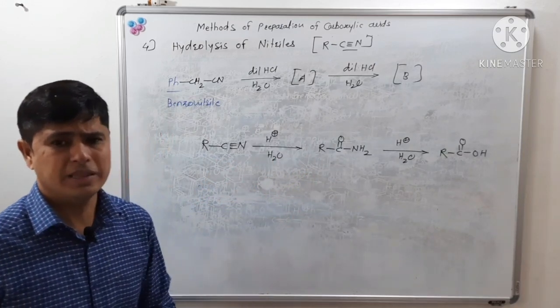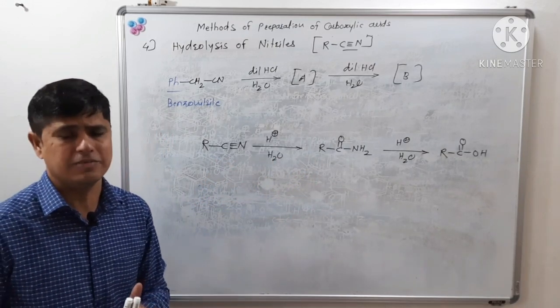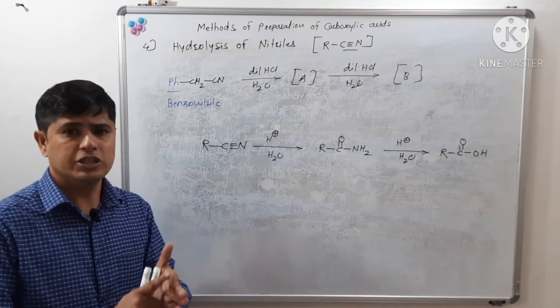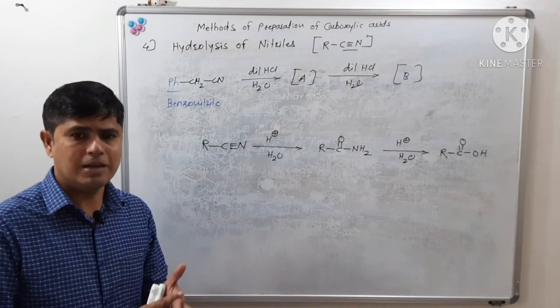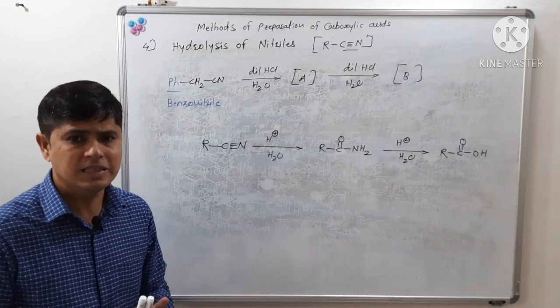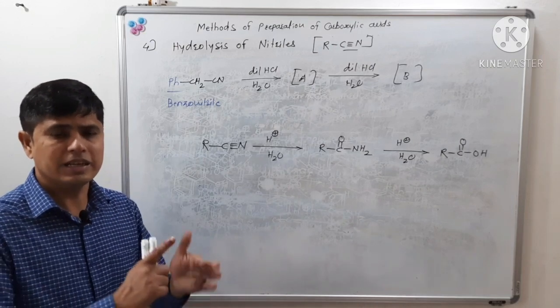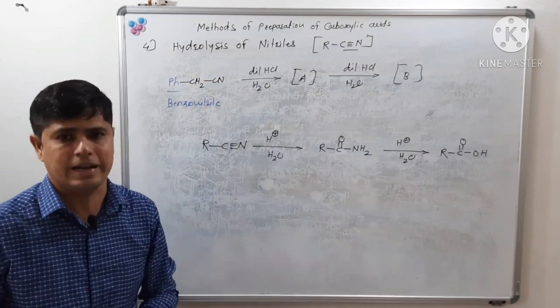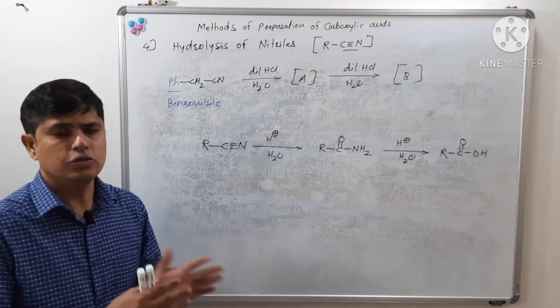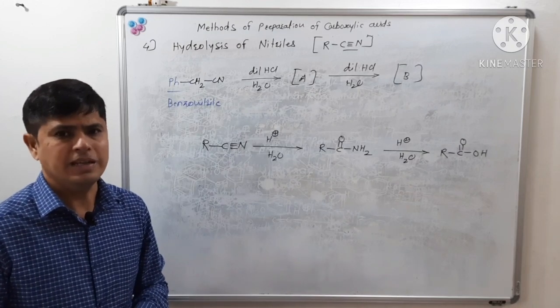So these are the methods of preparation of carboxylic acid. The first method we have seen is oxidation of primary alcohol. The second method we have seen is oxidation of the alkyl chain of alkyl benzene. The third method we have seen is Grignard reaction, and the fourth method we have seen here is hydrolysis of nitrile. I hope you have understood this topic completely. We will stop here. Thank you very much.